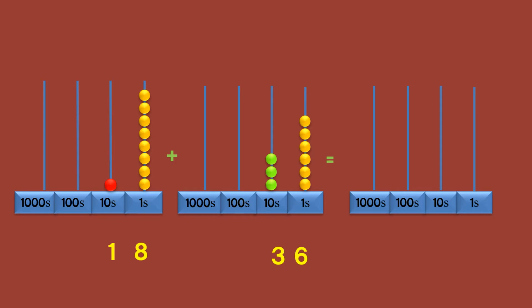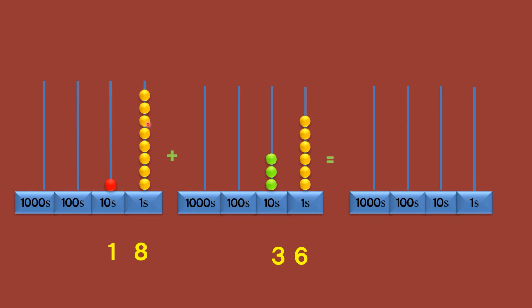So we will add. Right. First of all, I'm going to count the number of beads in the ones places. So there are two ones places in the two numbers. So we'll start adding.